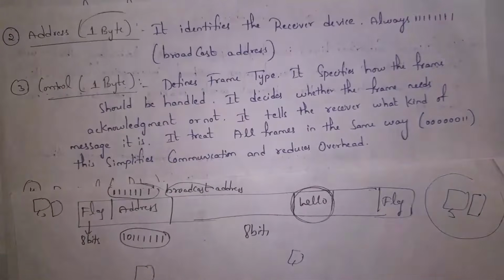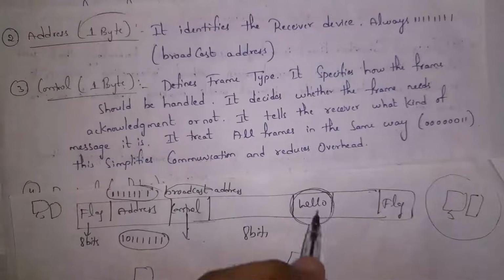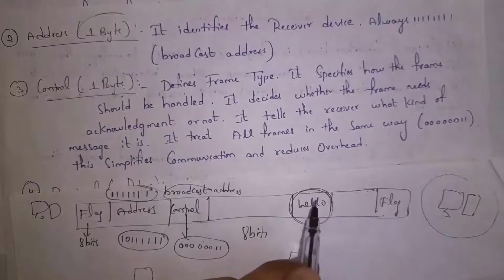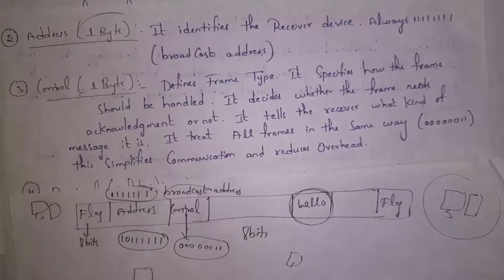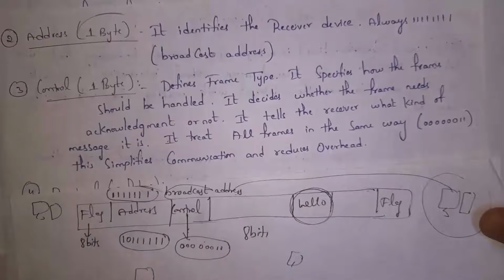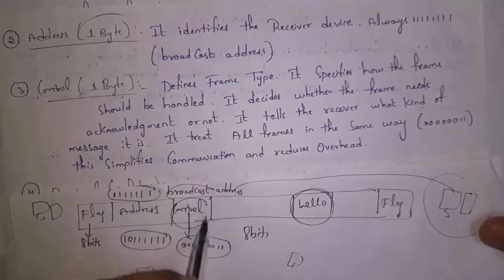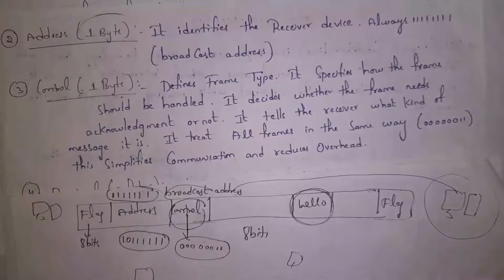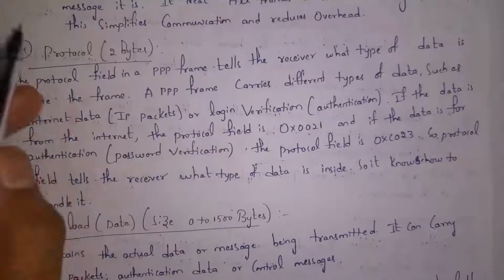Guys, whatever data we send by using point-to-point protocol, this control will treat all messages in the same way. That is why we include 6 zeros and double ones, total 8 bits. So for each and every message, control is the same. Guys, for some important messages, the receiver should reply. And for some other messages, there is no need of reply. So this control will decide whether the receiver must send acknowledgement or not. Acknowledgement means reply.